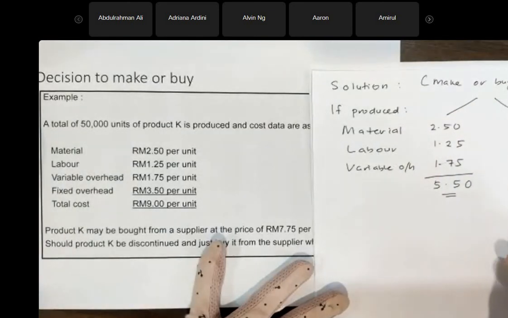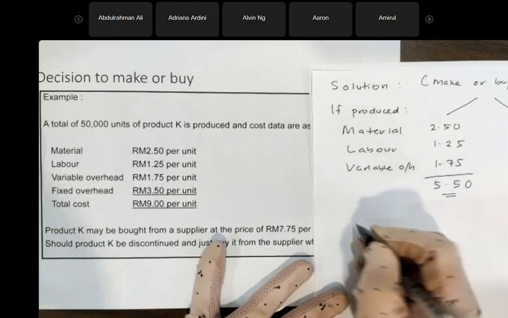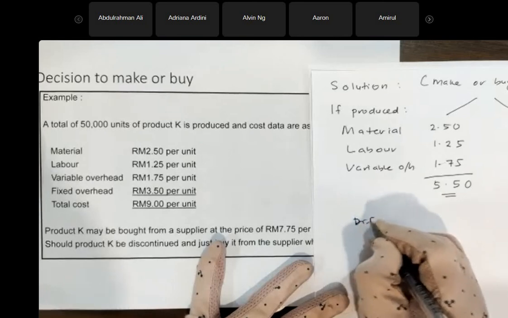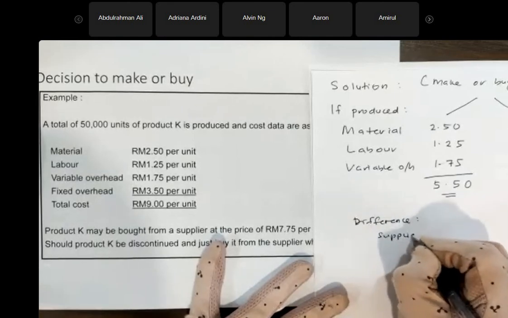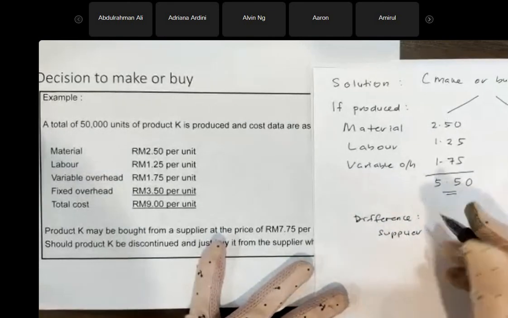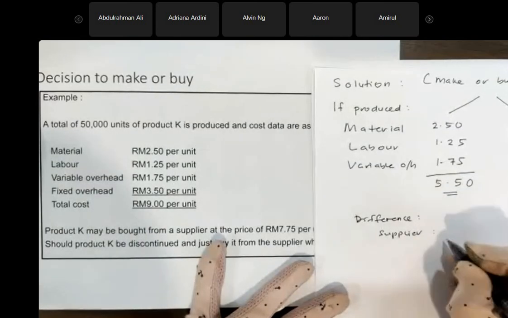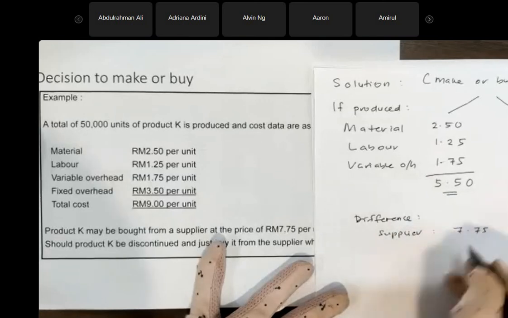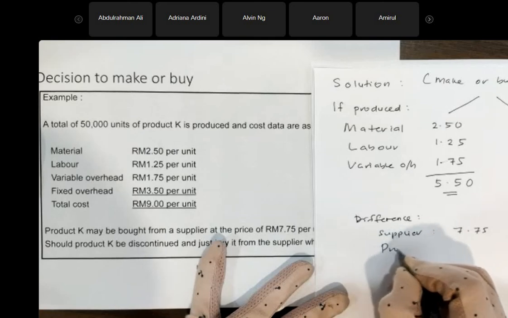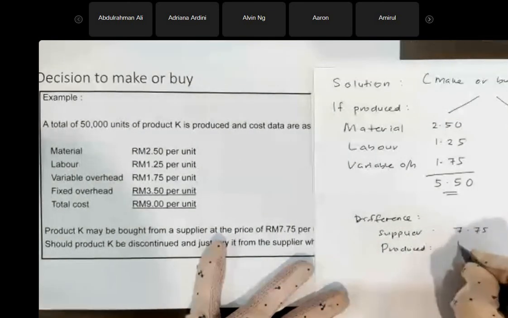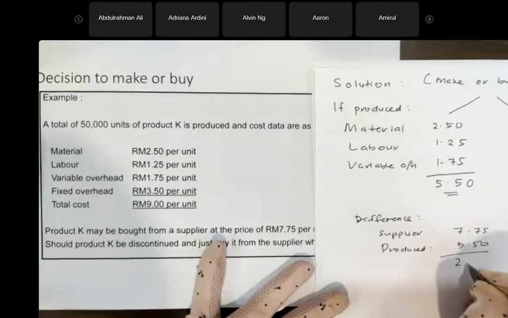This one is you want to make. So you can see dia punya beza dia RM7.75 and RM5.50. So you compare the difference. You can see that if supplier, need to justify tau. Ni if you want to justify. So if you use supplier, so RM7.75. And if you want to produce, the cost is 5 ringgit 50 cents.